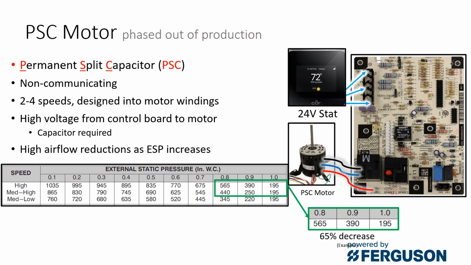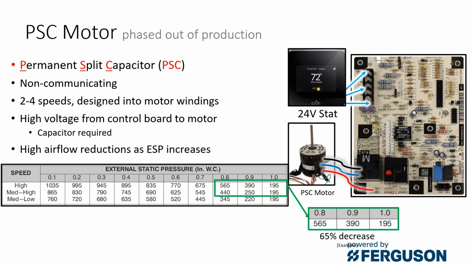Now, PSC motors have been around for a long time, but they are being phased out. So a permanent split capacitor motor is a non-communicating motor. It has 2 to 4 speeds that are designed into the motor windings, and the high voltage from the control board to the motor is usually what runs the motor with a capacitor included. And higher airflow reduction takes place as the external static pressure increases.